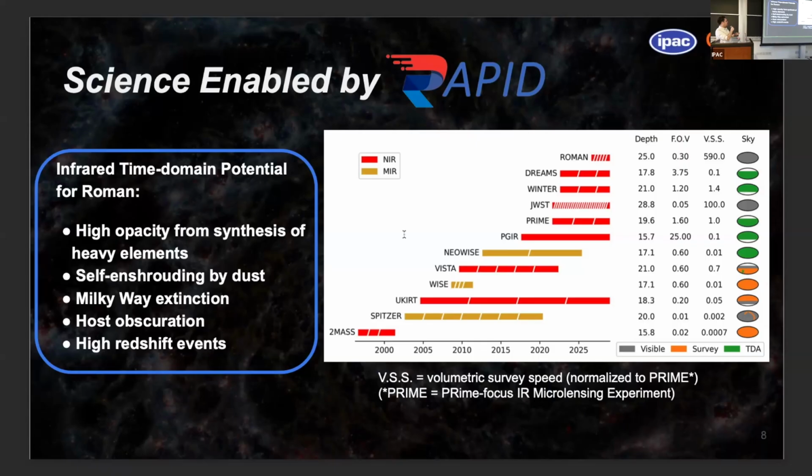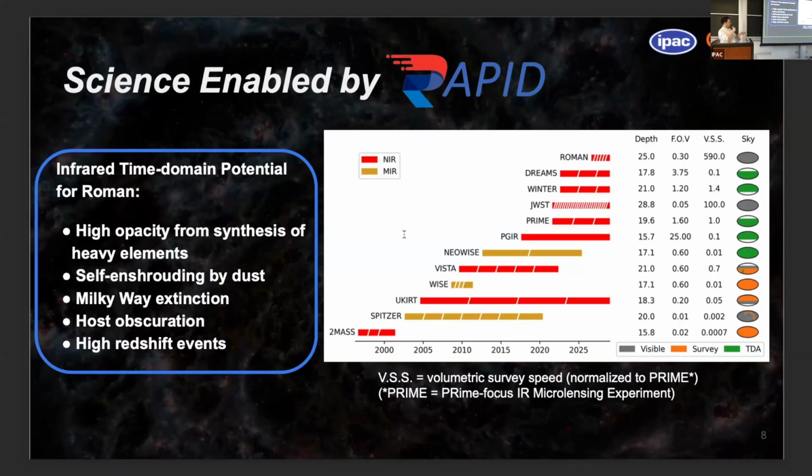You can also get cases of transients that form dense clouds around themselves and enshroud themselves in dust. Of course, we have to deal with Milky Way and host galaxy extinction, which Anya brought up already. And as we push to higher and higher redshift, trying to find some of these earliest transients coming from the earliest populations of stars in the universe, we need to move into the infrared as well.